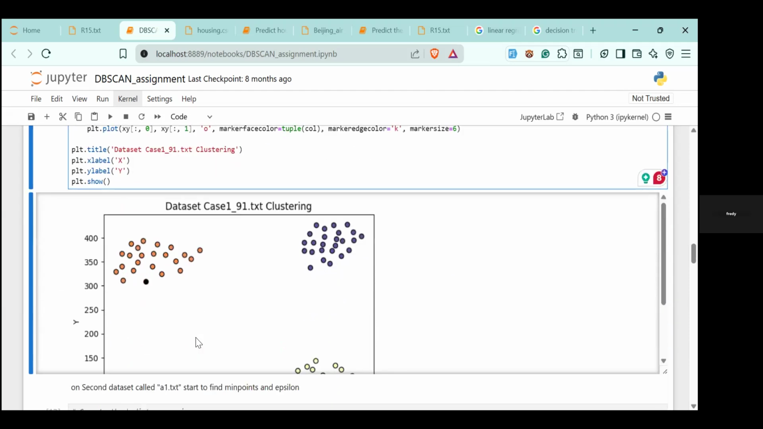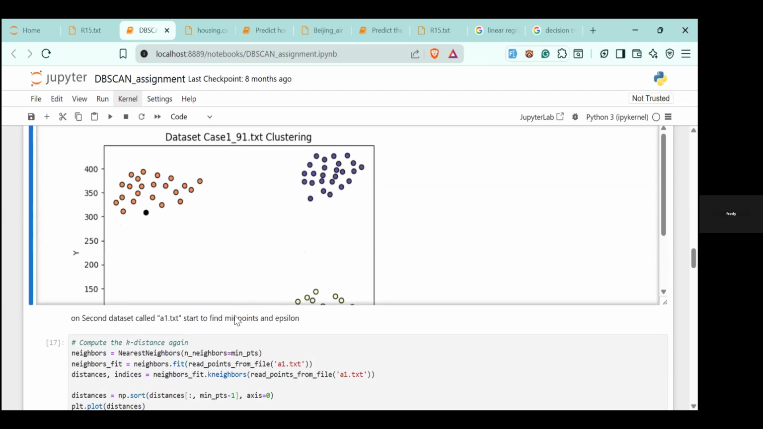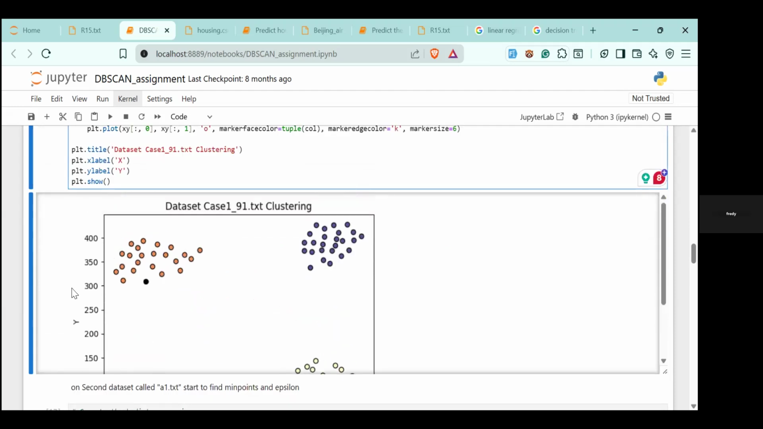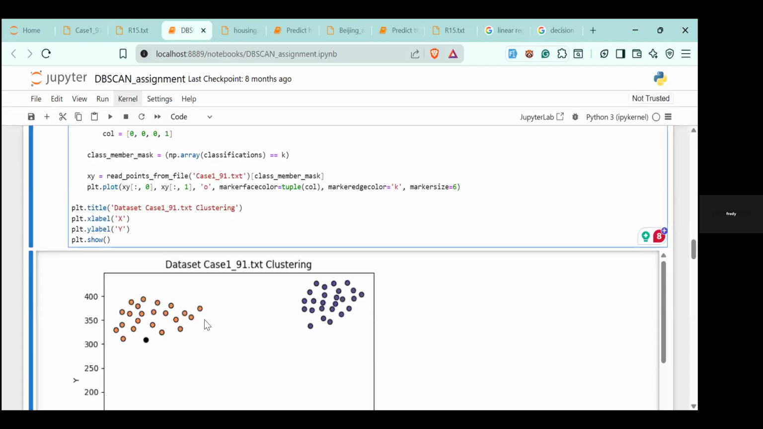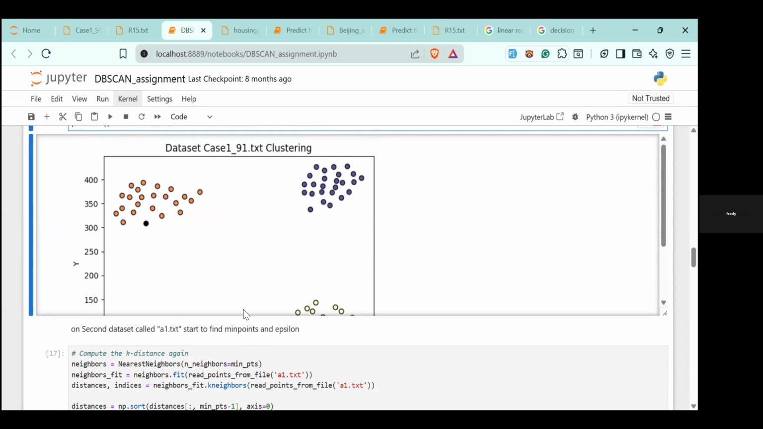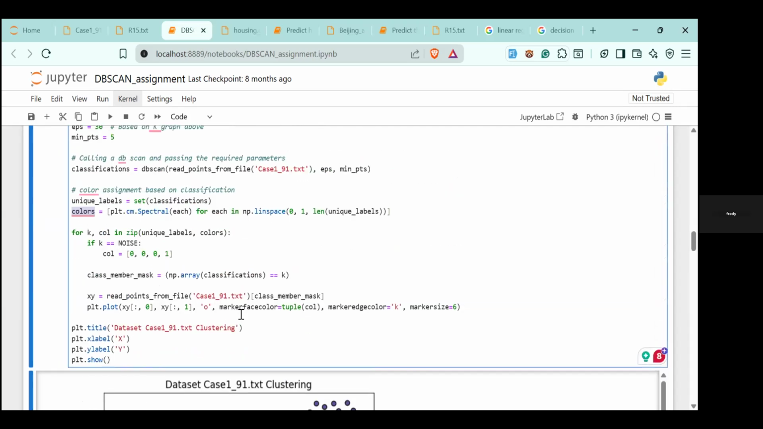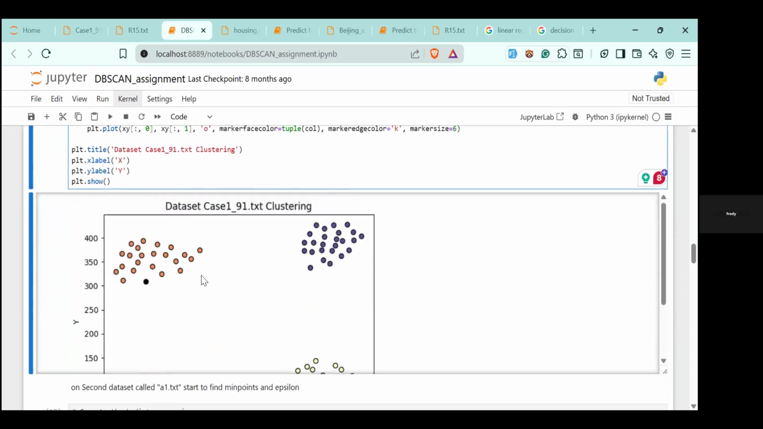Let me just show the image here so we can understand each other. This is the clustering of the dataset 91.txt. For each point, let me open that dataset. Here's 91. Let's assume we are reading the first row. This point has X and Y. We are seeing column Y here, and X on the other side. For each point, it will be calculated how many minimum points are close to it within a given epsilon, which we have already defined. The epsilon is 30. This is the distance based on the K graph we drew, and then we'll be forming which points are closer to each other than to other points.